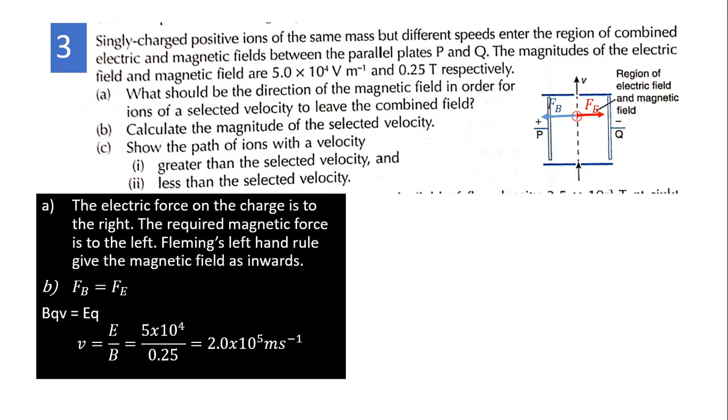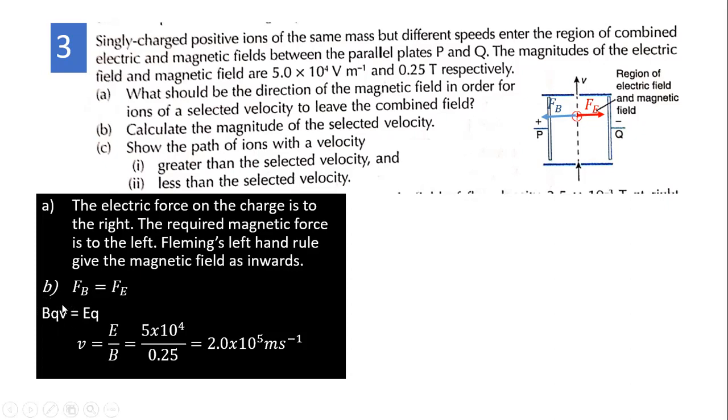Show the path of the ions with velocity greater than the selected velocity. Where will it go? This is the selected velocity. If it's greater than this one, it goes to the positive plate.